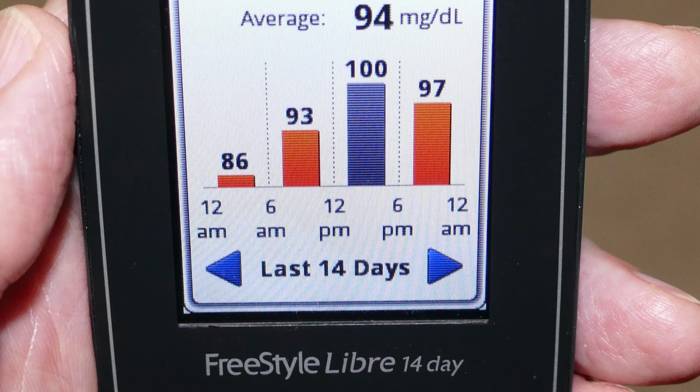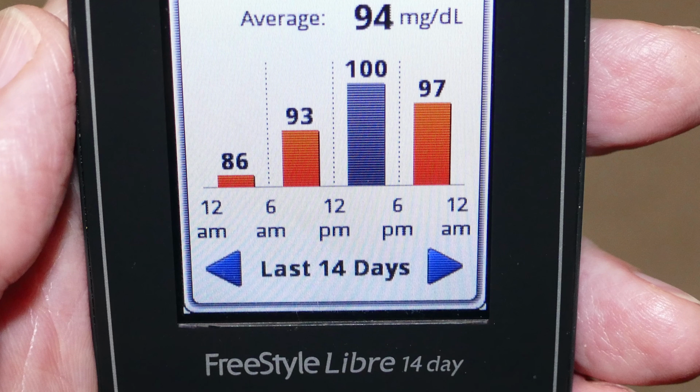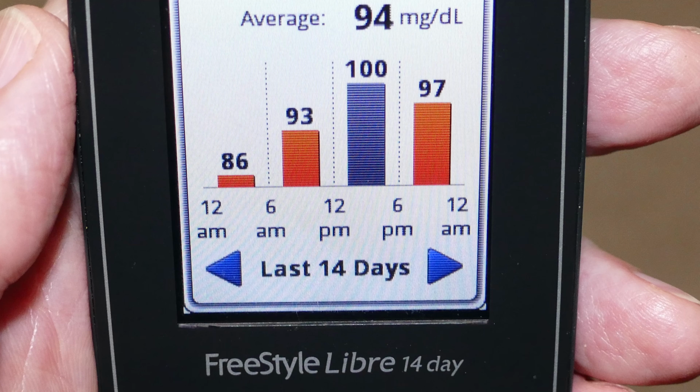From 12 a.m. to 6 a.m., so while I was sleeping mostly, and I have to confess, I don't get to bed early. I'm often working right up until midnight. I guess you could say burning the midnight oil. And I'll usually try to go to bed at midnight. Sometimes I make it by 11:30, but not too often. Anyway, from 12 to 6, 86 was my average for those 14 days the sensor was on. From 6 to 12, my average was 93. That would be the morning time up until noon. And then from 12 to 6, which would be the afternoon, was my highest average. That was 100.